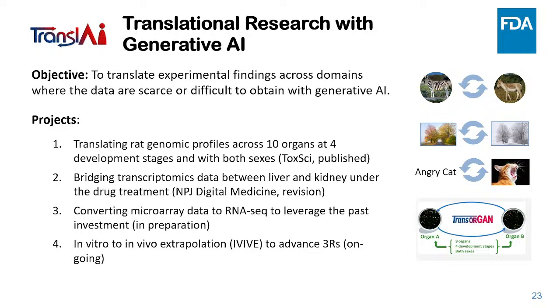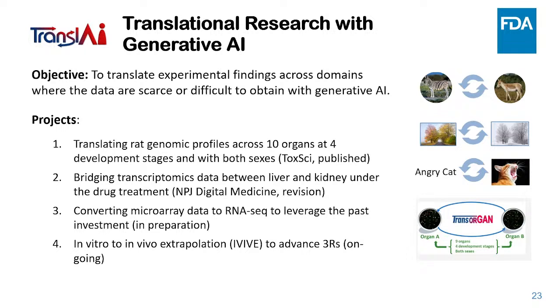We first used this technology to look at genomics data translation from one organ to another organ. We have 10 organs from both male and female and from the full developmental stages, with no drug treatment involved, just healthy rats. We have a pretty large data set, and we ask: if we look at the gene expression data from the liver, is that going to be able to predict what's happening in the kidney or the heart? This paper has already been published and is very successful.